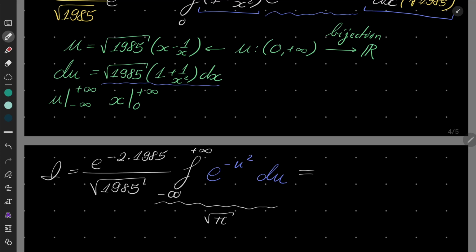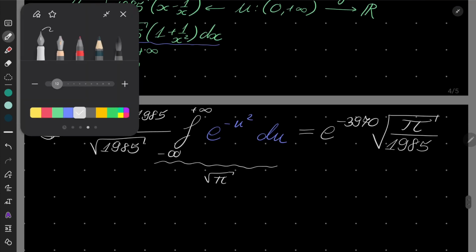So finally, we have, now comes the hard part, which I am not prepared for. 2 times 1985. Let's multiply these two numbers. 2 times 1985 is 3970. So our final result is e to the power minus 3970 square root of pi over 1985.